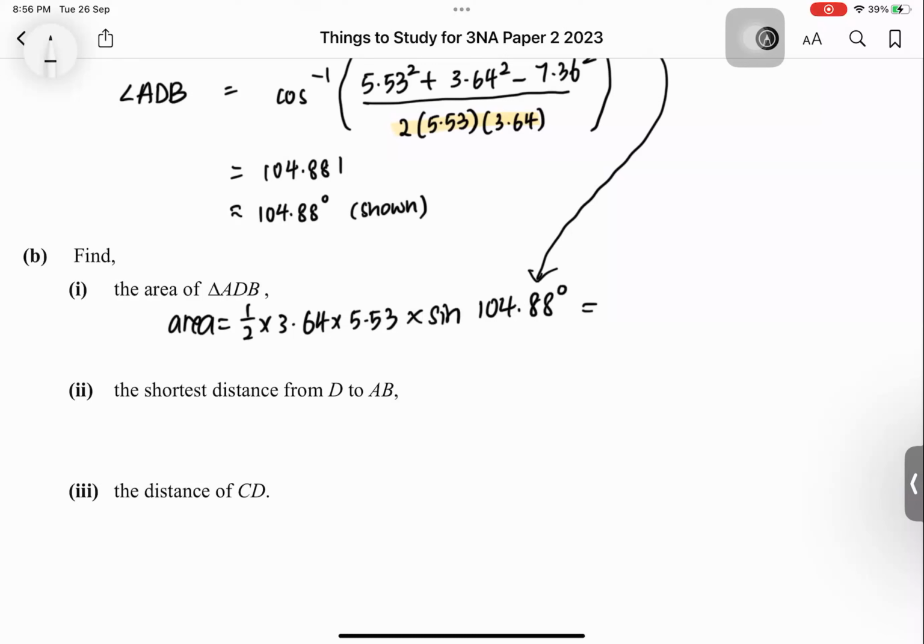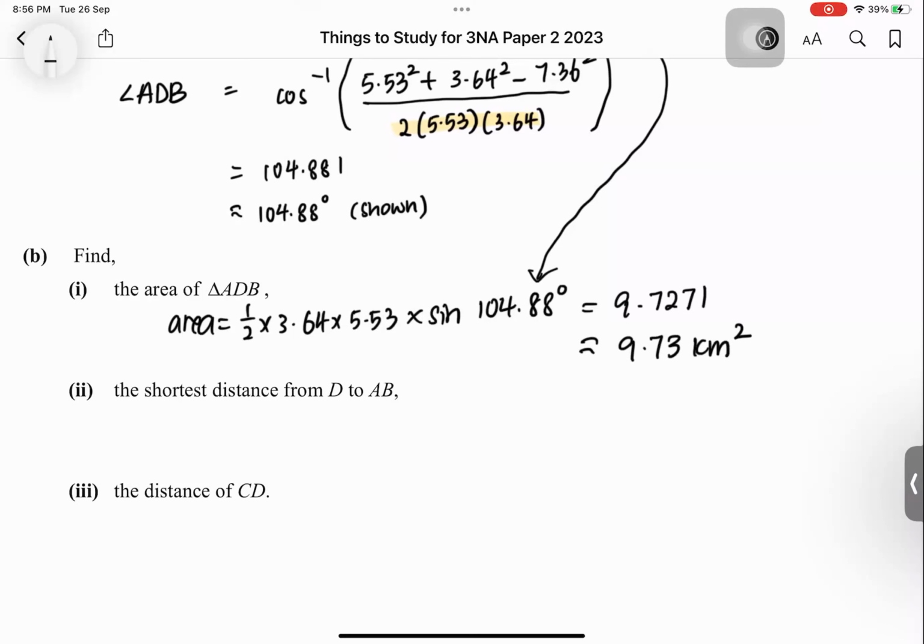3.64 times sine 104.88. Remember to close your bracket. 9.72709. Okay, round off. Then I round off the area to 3 significant figures, 9.73 kilometers squared.